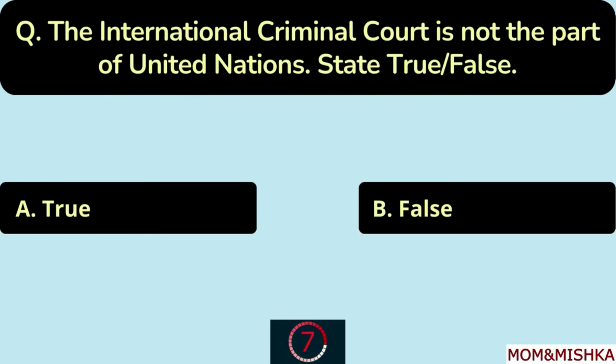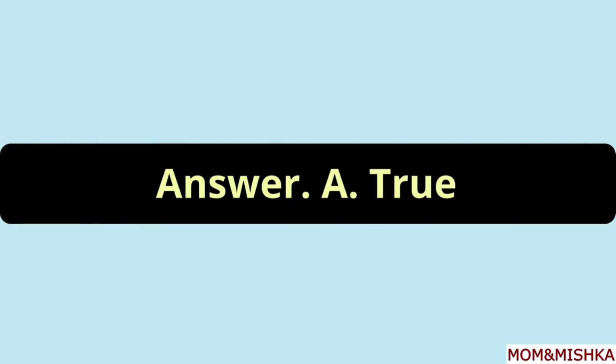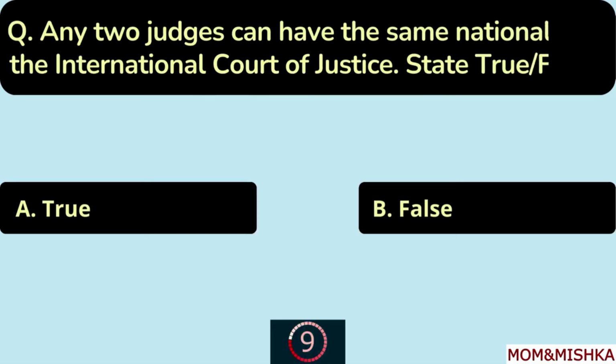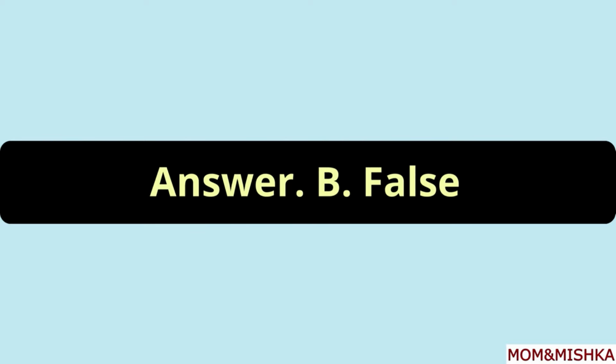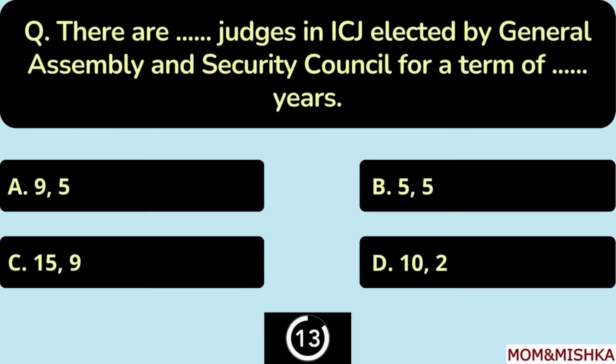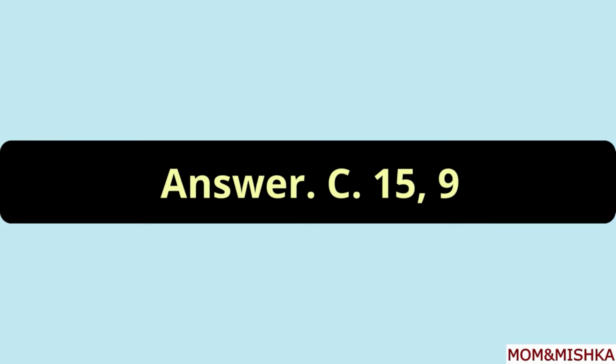The International Criminal Court is not a part of the United Nations. State true or false? Option A, true. Any two judges can have the same nationality in the International Court of Justice. State true or false? Option B, false. There are blank judges in the ICJ elected by the General Assembly and Security Council for a term of blank years. Option C, 15 judges for 9 years.